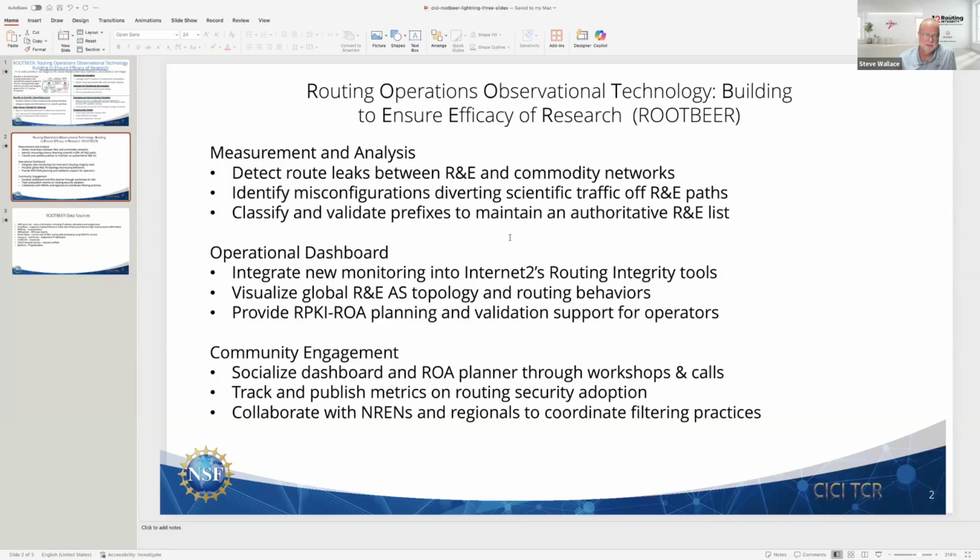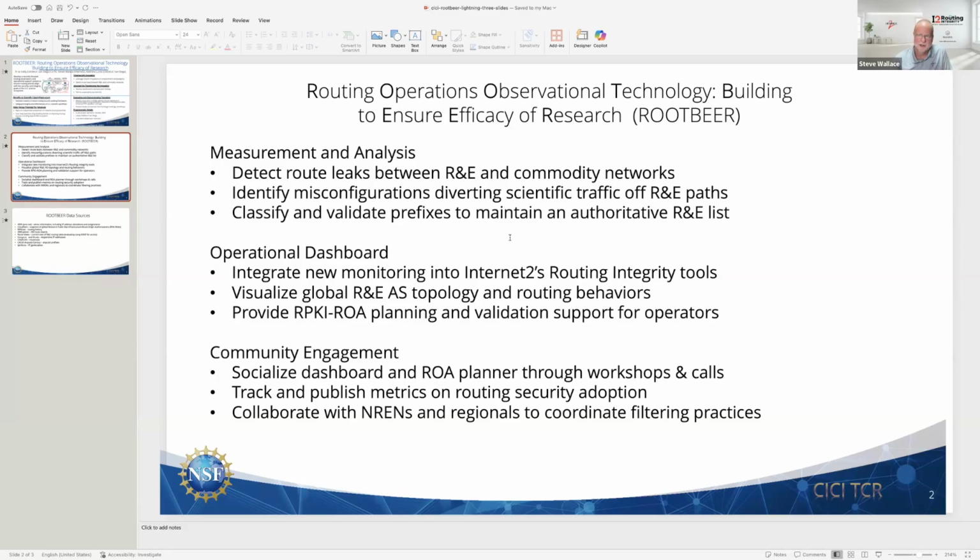We'll integrate those measurements and analysis into an operational dashboard. Internet2 currently hosts a dashboard that provides a BGP route report for all networks that are connected to Internet2. Through this project, we're going to expand the scope of that dashboard to include the set of international networks that make up the global R&E environment, and we're going to enhance what the dashboard provides to users. We're also going to add a visualization of the R&E AS topology.